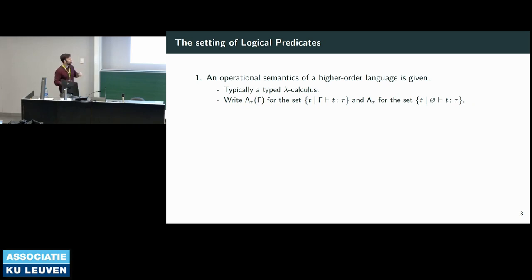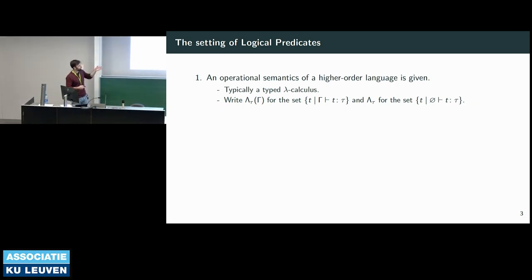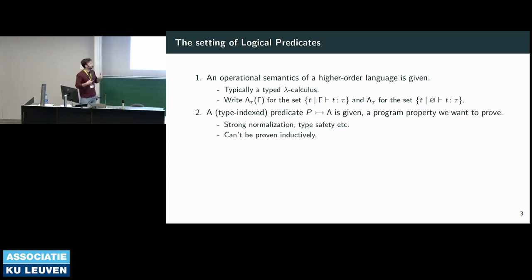So let's first discuss the general setting of such proofs, and let's focus on predicates, really. So you are given an operational semantics. We're talking about operational logical relations, if you will. So it's typically a typed lambda calculus. We're going to be using this notation for the set of terms: for open terms, Λ_τ(Γ), and Λ_τ for the set of closed terms. All right. You are then given a type-indexed logical predicate that you want to prove, a program property, be it strong normalization or type safety, which absolutely, positively cannot be proven just by straightforward induction.